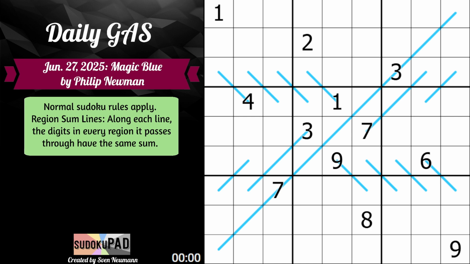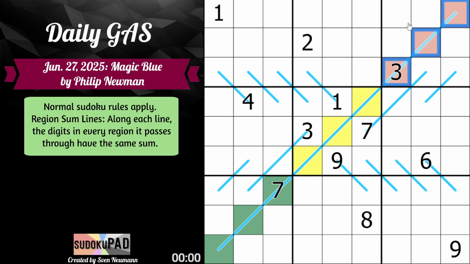So, for example, row 1, column 9, plus row 2, column 8, plus row 3, column 7. Let's actually do some color coding here. Is equivalent to row 4, column 6, row 5, column 5, and row 6, column 4, which is equivalent to the sum of row 7, column 3, row 8, column 2, and row 9, column 1. We'll go green there. So this is one long blue line that passes through multiple regions.